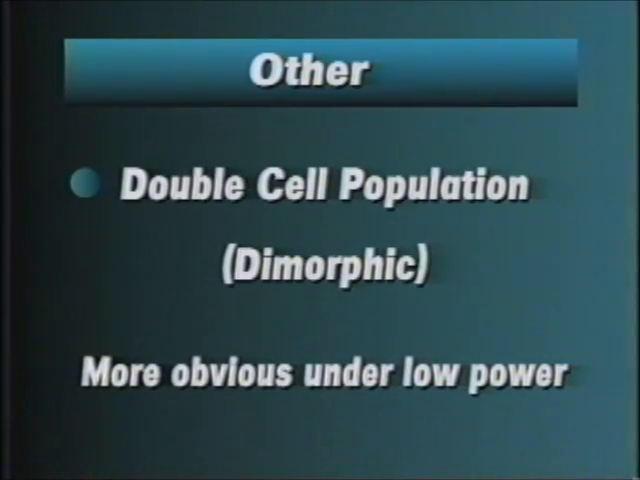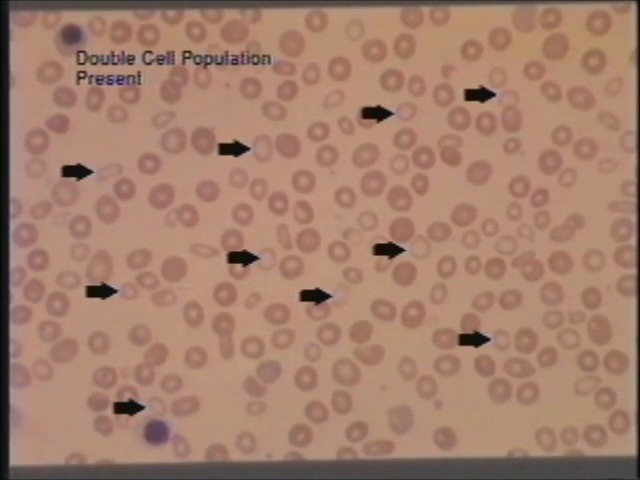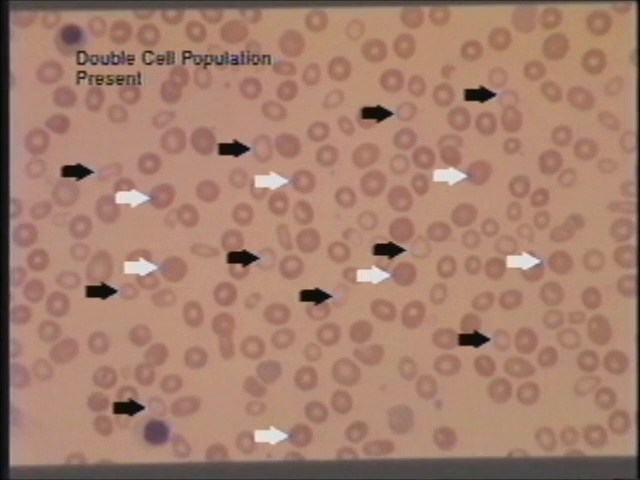A double cell population is another finding that if you see it, it really should be reported as present. Double cell populations occur for a couple of different reasons, and some of the more sophisticated analyzers on the market will flag these as dimorphic population. This example is a patient who has a microcytic hypochromic population of cells along with a normal population of cells.